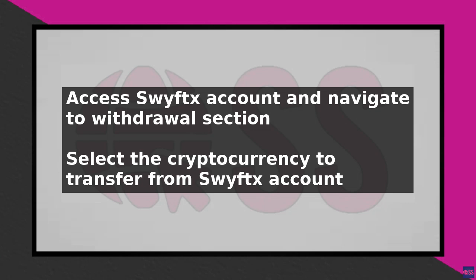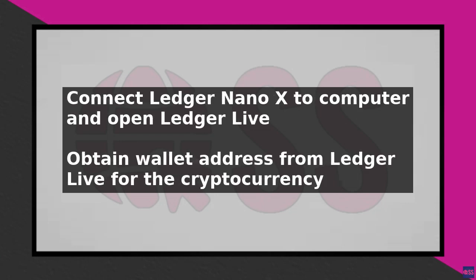The application will then display the wallet address for that cryptocurrency on your Ledger Nano X. This address is unique to your device and the specific cryptocurrency. Copy the wallet address from the Ledger Live application and return to your Swyftx account.